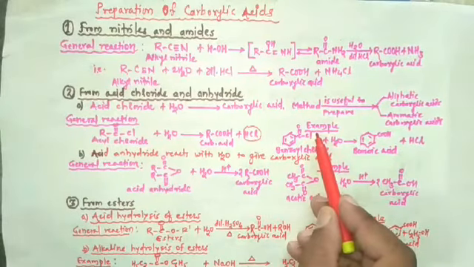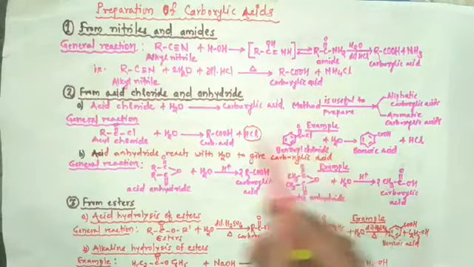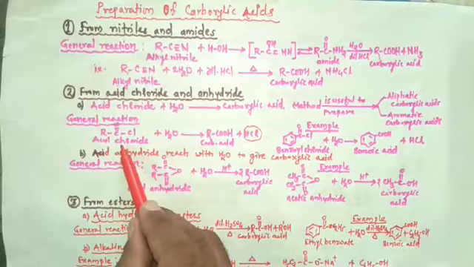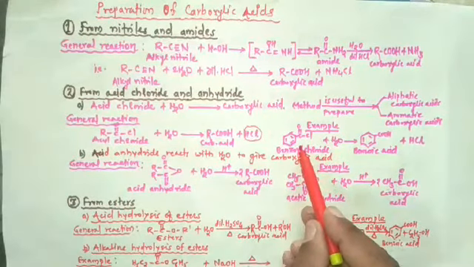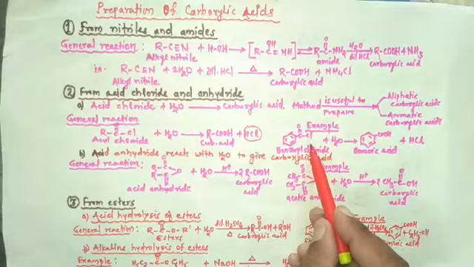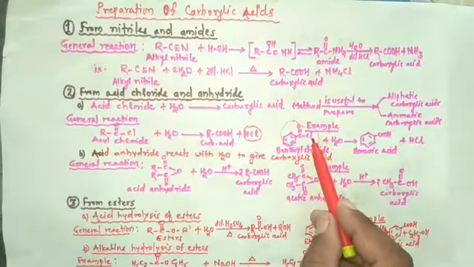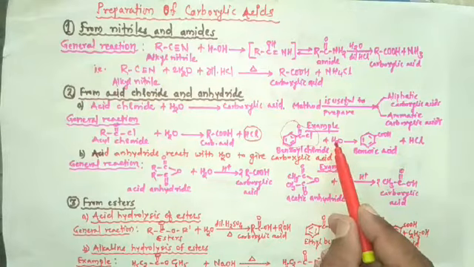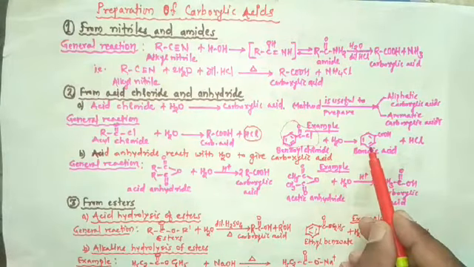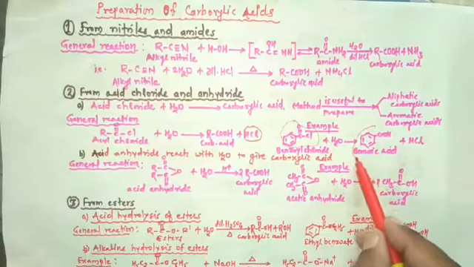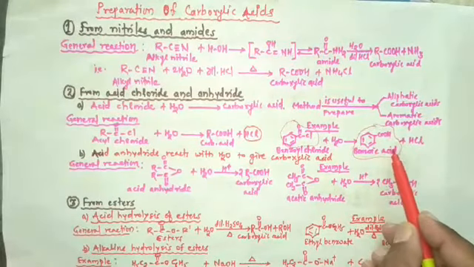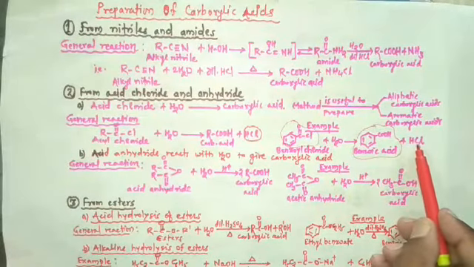Take one example. One of the members of acyl chloride we are going to take here is benzoyl chloride. So this is the structural formula of benzoyl chloride. Benzoyl chloride on reacting with water produces carboxylic acid, and that carboxylic acid is benzoic acid, along with the formation of HCl.